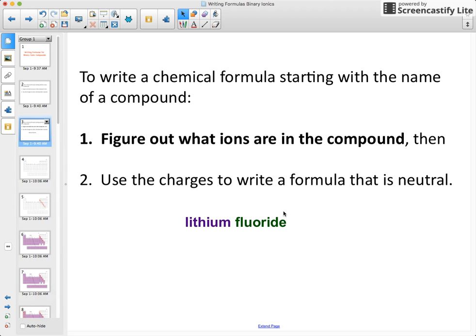So let's use an example. We're going to start off with the name of a compound, which is lithium fluoride. And first thing we're going to do is figure out what ions are in the compound. Well, we know from the name that we have a lithium ion and a fluoride ion. But the question is, what are the charges of those ions? To figure this out, we're going to have to go to the periodic table.